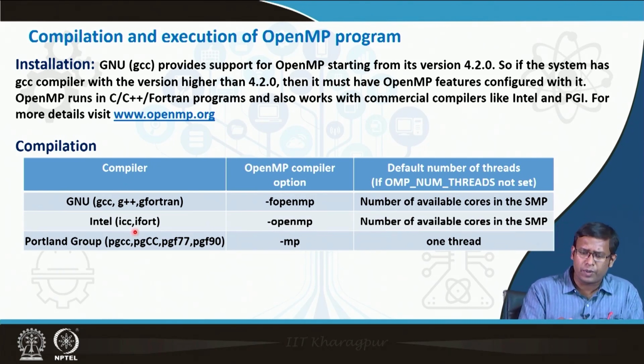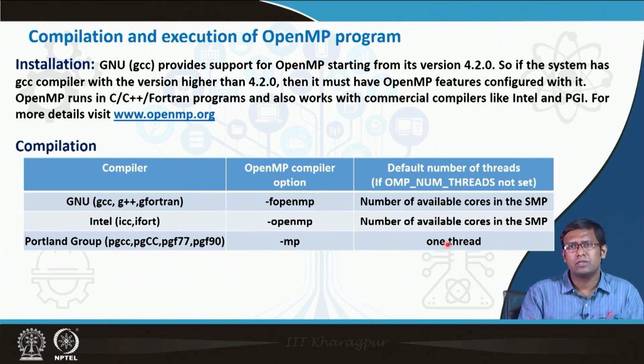If you use the Intel compiler, the compiler option is -openmp, and again, if you do not set the environment variable, by default it will go to the number of cores of the SMP. If you are using the Portland Group's compiler, pgcc or pgf90, etc., then the compiler option is -mp, and it will by default be launched in one thread. So it will essentially be a sequential program.